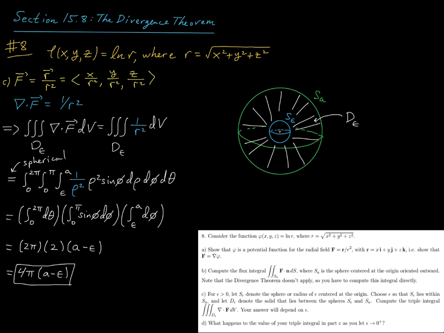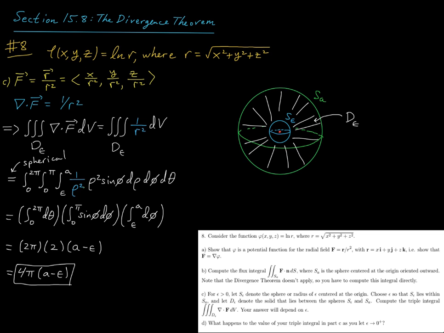And then rho, which is just the radial distance from the origin, which is really just r here, just a different label for that same quantity. It's going to vary from the radius of the inner sphere. So in other words, it's going to vary from epsilon out to the radius of the outer sphere, a. So I get 1 over r squared, which again is really just rho here, just a different label.